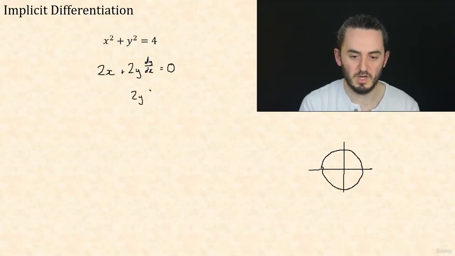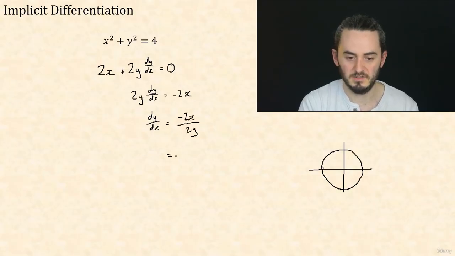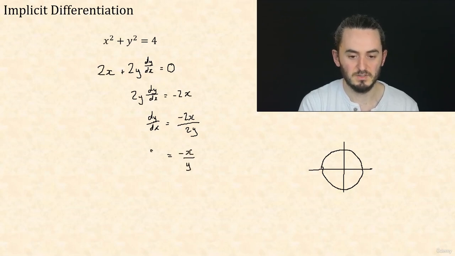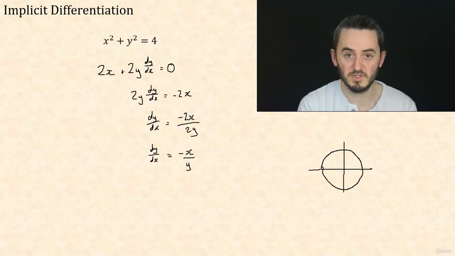We've got 2y dy by dx equals minus 2x, and dy by dx is minus 2x over 2y, and let's just divide top and bottom by 2, and it's minus x over y. So there is your derivative. Now notice it's a derivative in terms of x and y, but that makes sense.